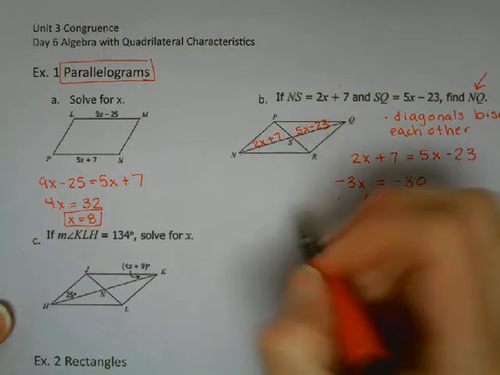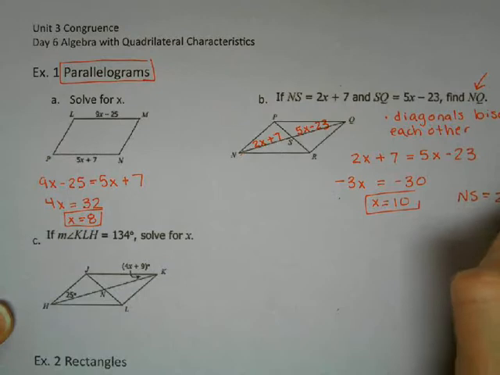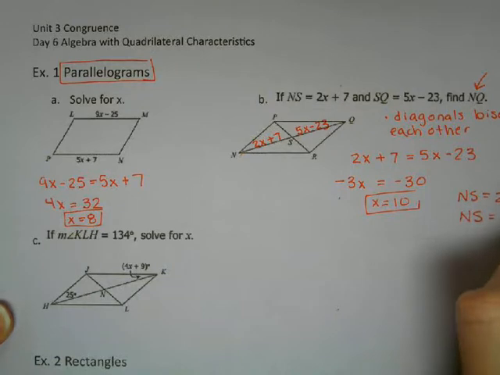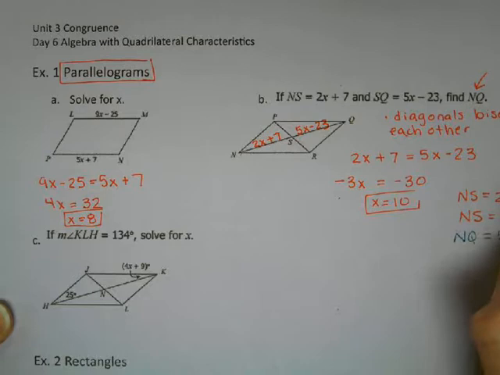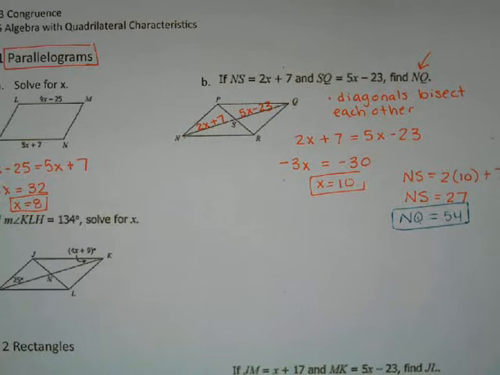So if you do just NS, 2 times 10 plus 7 is 27. But this one wants NQ. So NQ would have to be doubled because it's the entire length. So NQ would equal 54. So I want to see your work. Just solve for x, and then I want to see what you get for whatever segment it's asking for, or angle.